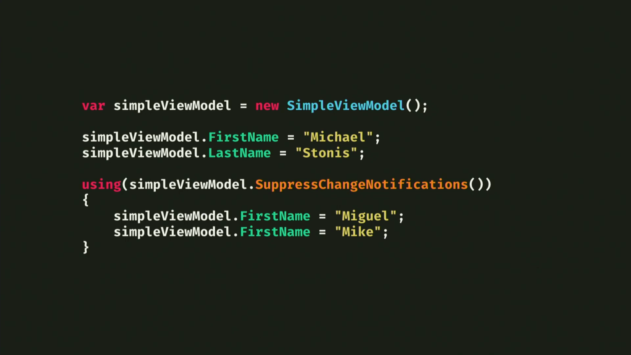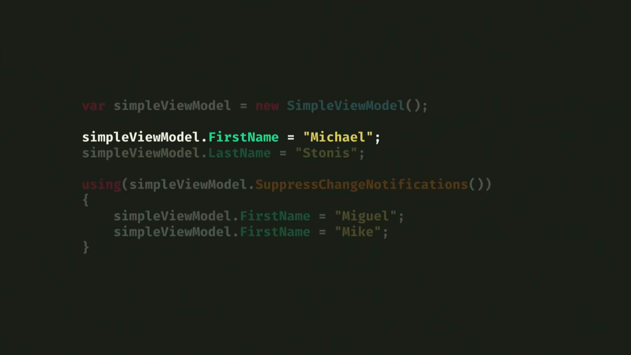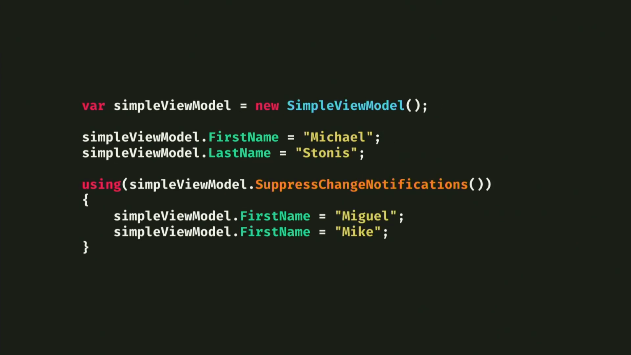I could say something like, hey, I'm going to set the first name to Michael, last name to Stonis, and then I could use this using statement, and anything that I do inside of this using statement here, right? So we're going to say we got Michael here. We're going to set this suppress change notifications inside of this using statement, and then anything that I do inside of that block is not going to raise those change notifications, right?